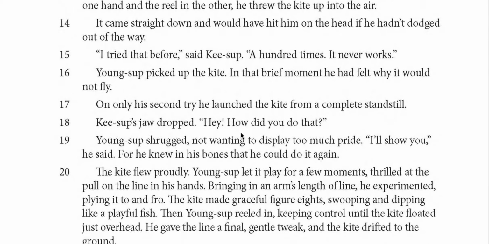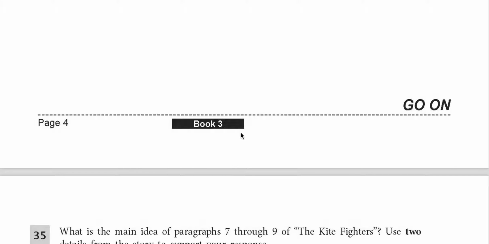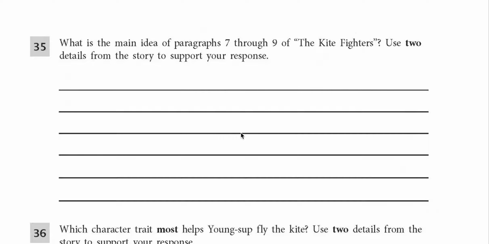All right, so now let's go back and take a look at some of the questions. What do they want the student to do with that? Take a look at question 35. What is the main idea of paragraphs 7 through 9 of the Kite Fighters? And then use two details from the story to support your response. So students will have to know how to locate the topic sentences or the main ideas of paragraphs, to capture the flow of the thought of the paragraph, and then to articulate that using details from the story itself.